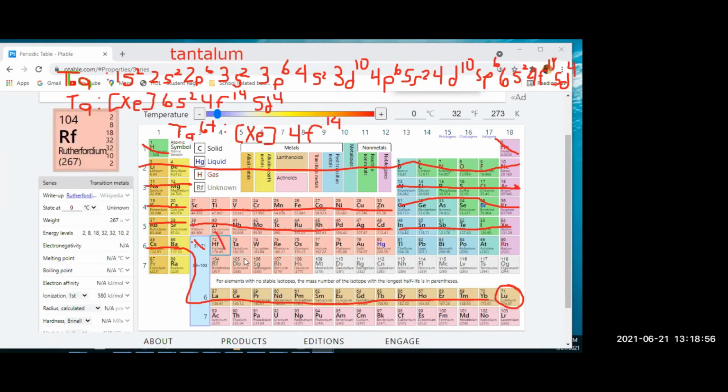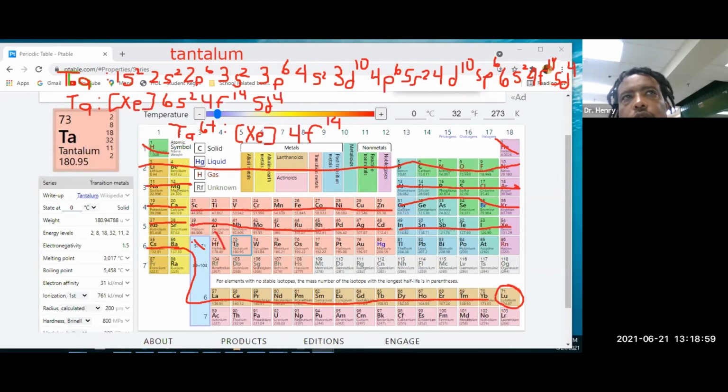Okay, so here is TA, right? So if we go to the noble gas represents stability, right? So that XE says that you have all the same electrons as that noble gas does. That's what that means. So all of the electrons before that are taken into account by using the XE. So I can just use the XE.